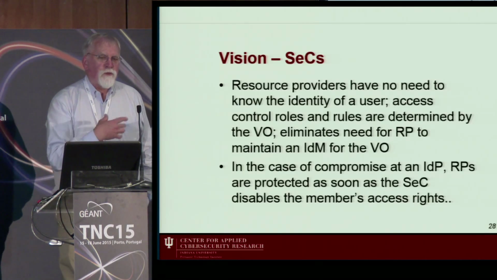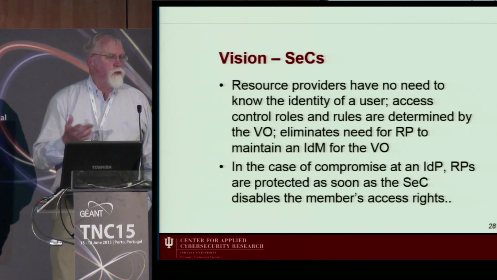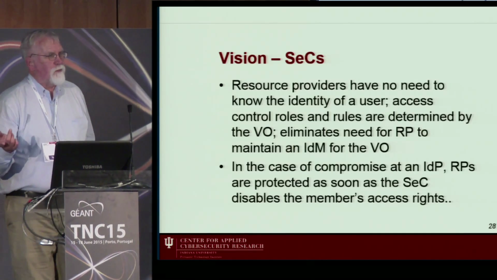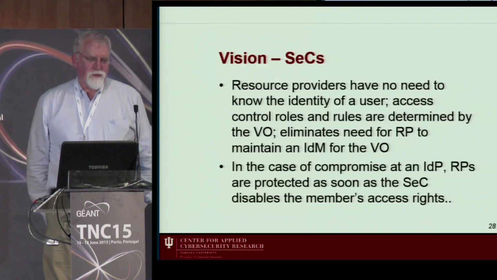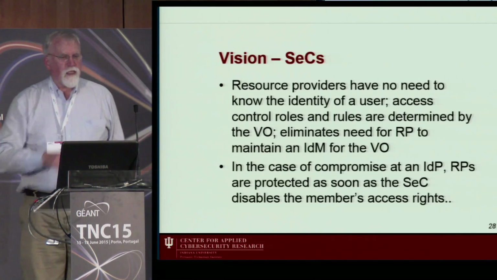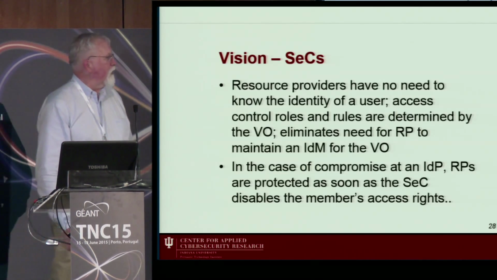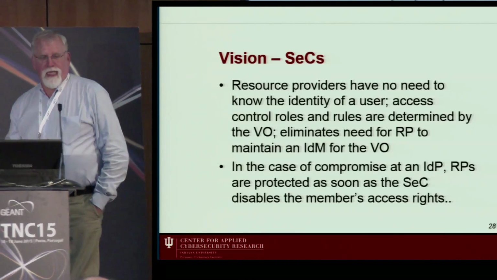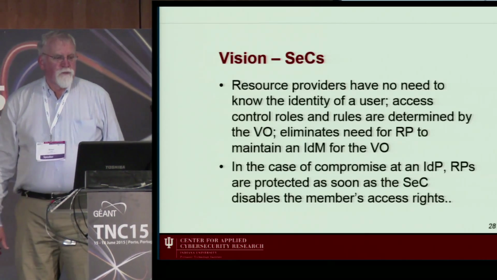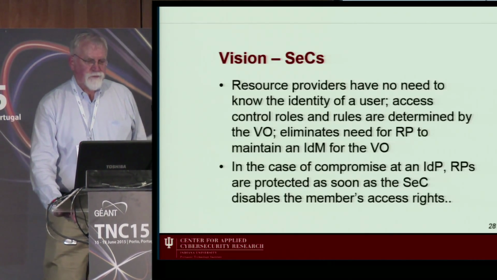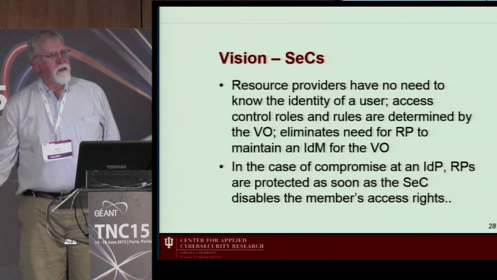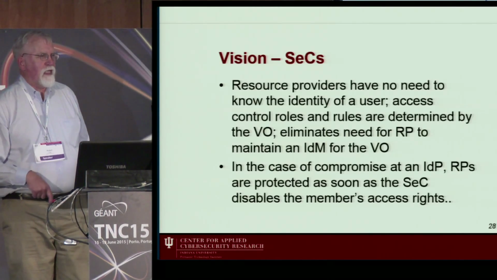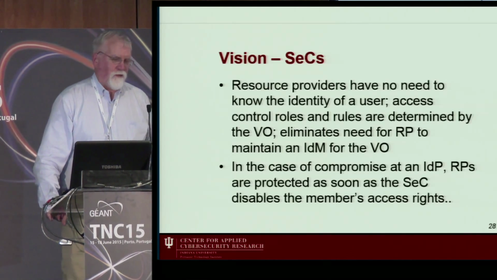Okay, so the resource providers don't need to know who the user is, because the access control rules are determined by the VO and passed along to the resource provider. This eliminates the need for the resource provider to maintain any IDM or to know specifically who the user is. In case of a compromise at the identity provider, the resource providers are protected as soon as the VO cuts off the user.